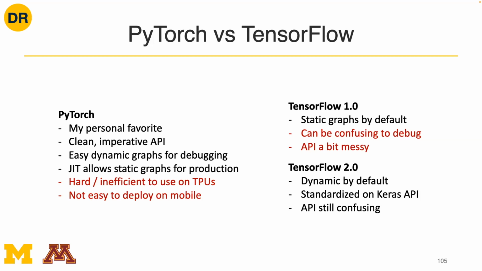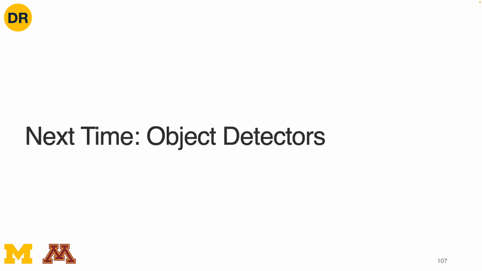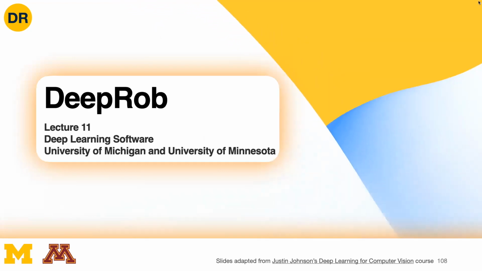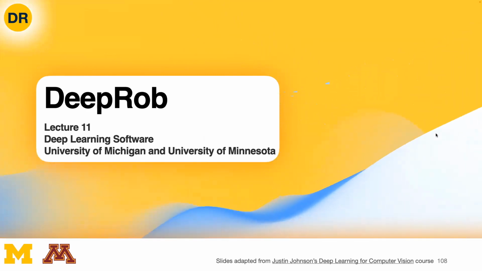That gets to the end of today's lecture. We talked about some of the features in PyTorch, then static graphs versus dynamic graphs, and a little bit of comparison between PyTorch and TensorFlow. In the next lecture, we'll talk about object detectors: RCNN, fast RCNN, faster RCNN. So that is the end of today's lecture. I'm going to stay here if you have any questions that I can help with.